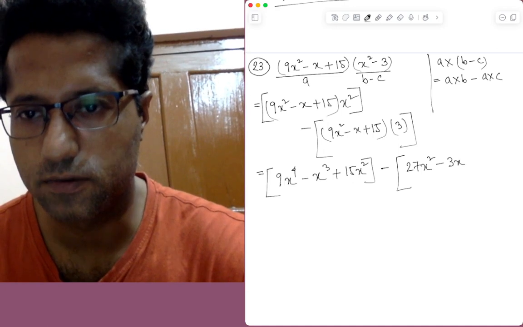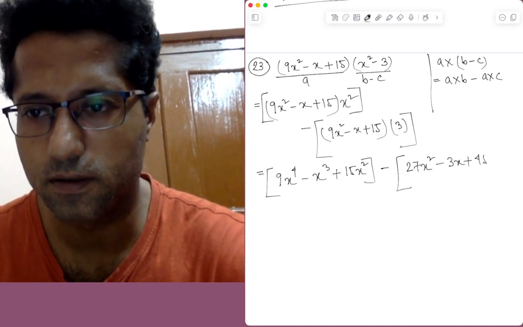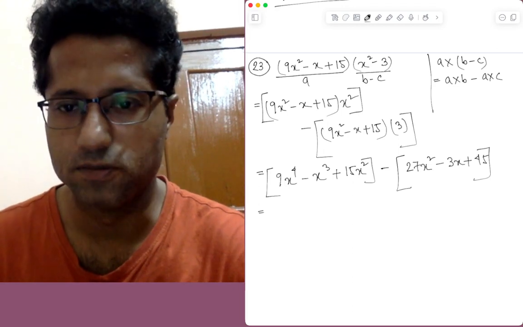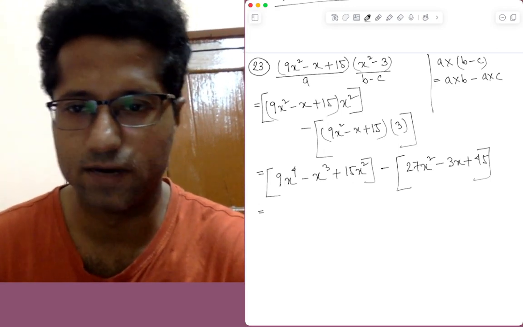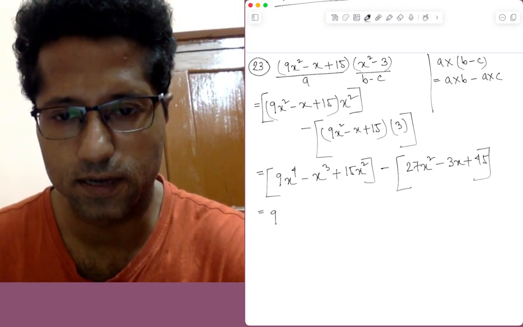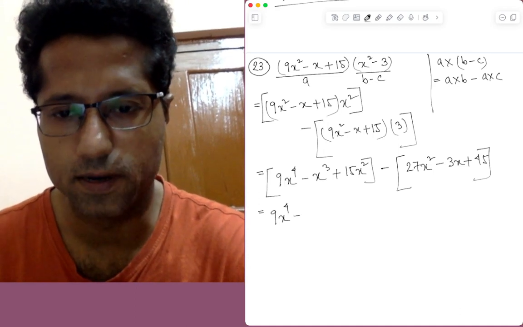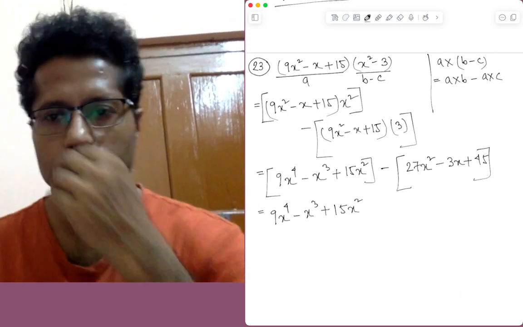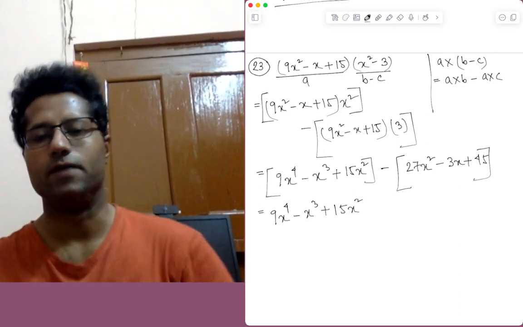minus 3x plus 45. So now we can open the first grouping symbol because there is no negative sign in front of it. So it becomes 9 x to the power 4 minus x cube plus 15 x square. Now the second grouping symbol, in front of it we have a negative sign.